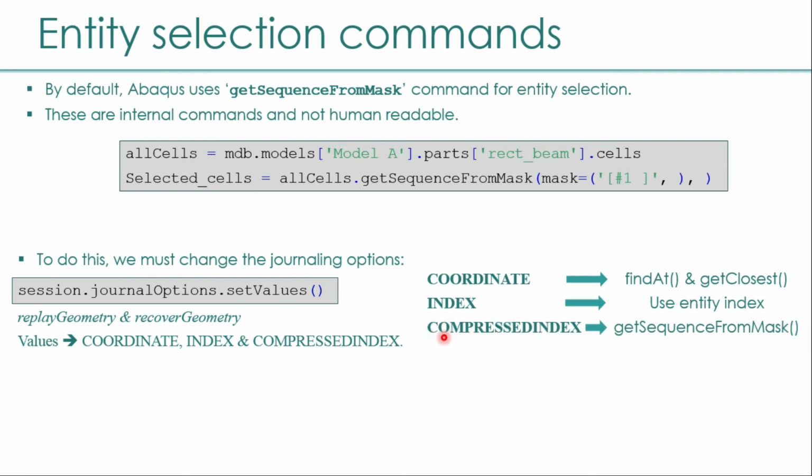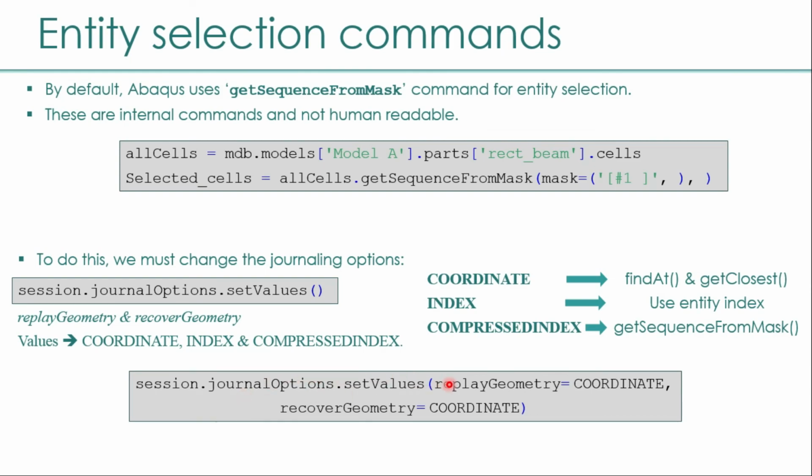So what we can do is set replayGeometry to COORDINATE, and recoverGeometry to COORDINATE. What you have to do is open your Abaqus CAE, go to the command line interface, and type this command. After that, whatever action you do in Abaqus CAE, whatever commands Abaqus writes in the journal or replay file, will include the findAt and getClosest commands. It will not include the getSequenceFromMask command. Then you can use these commands directly in your main script.